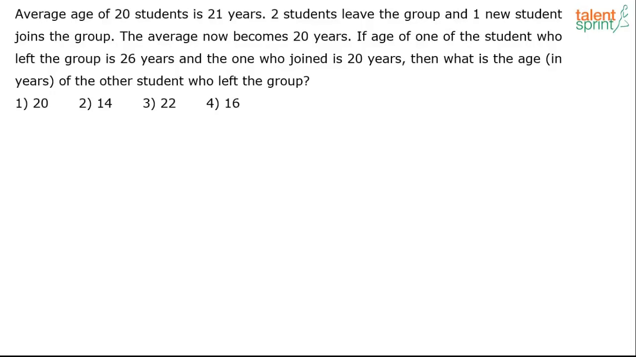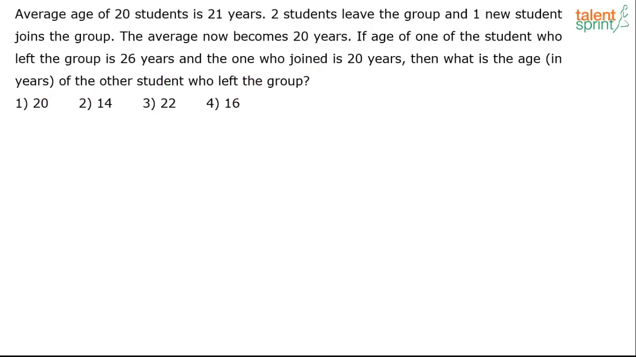Let's take this up. See what it says. The average age of 20 students is 21 years. 2 students leave the group and 1 new student joins the group. The average now becomes 20 years. If the age of one of the students who left the group is 26 years and the one who joined is 20 years, then what is the age in years of the other student who left the group?